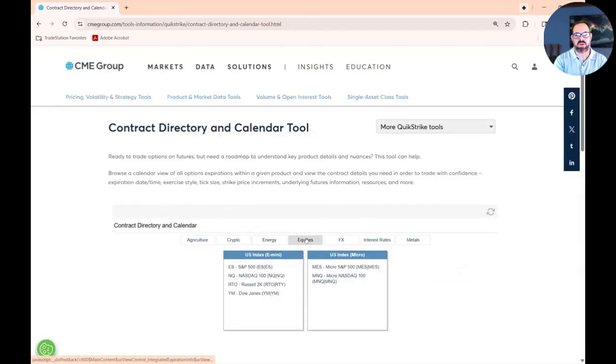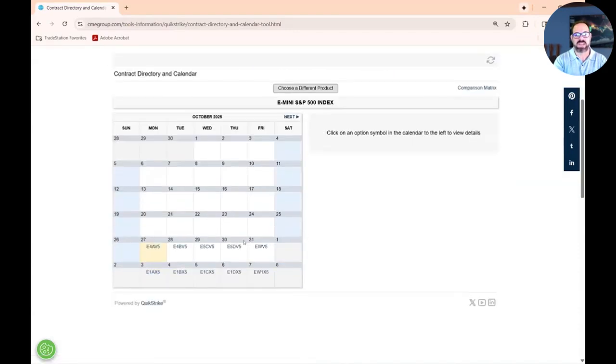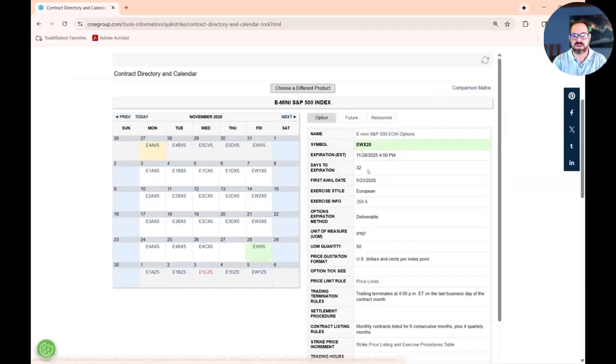For instance, if I go to the equity markets and I want to look at how the options work, right here is the calendar that shows all the options available. So let's see, we can go to the monthly, which should be, is it EW? That's the second week, third week. I think it's EWX5. It's that one right there. And you can see actually this one is a European style. So you can still sell those.